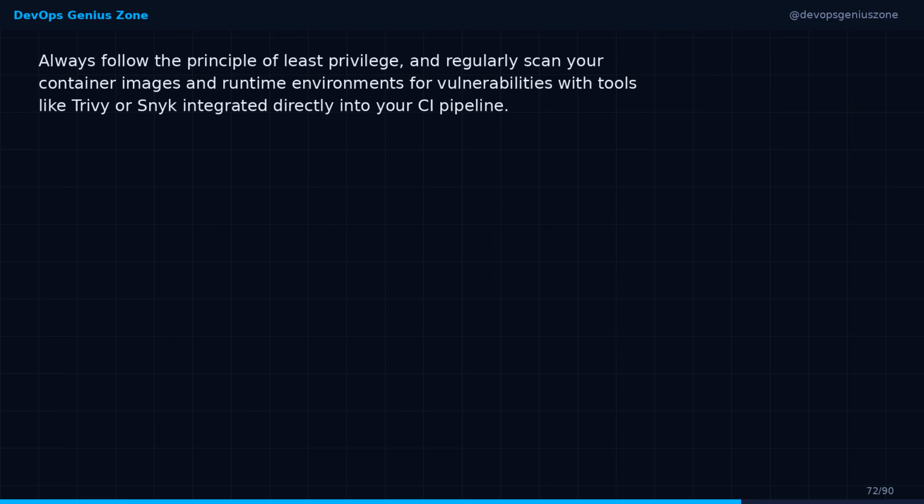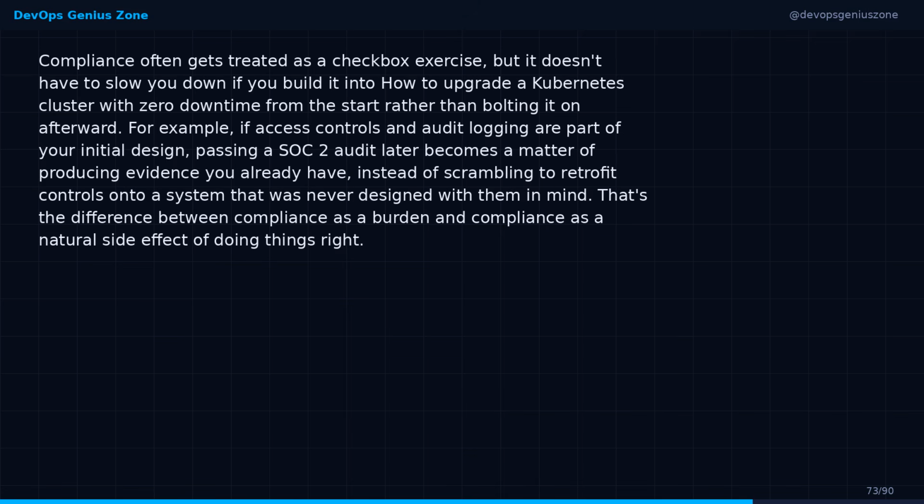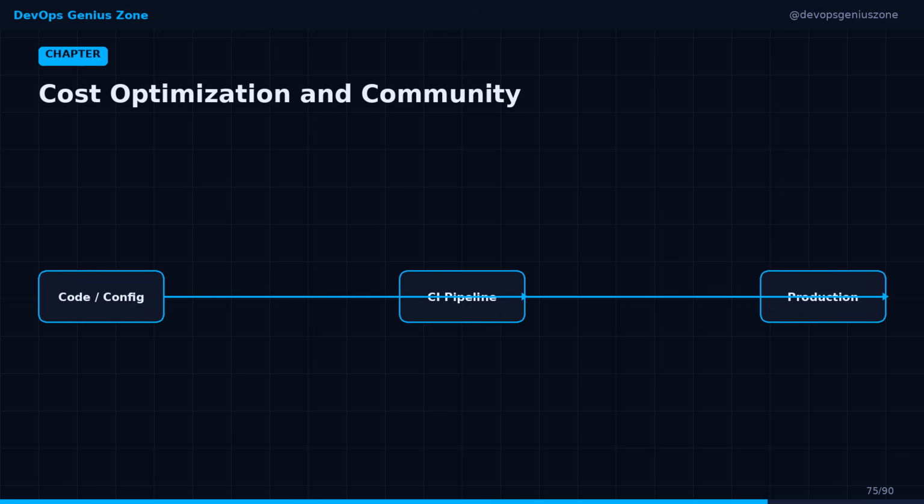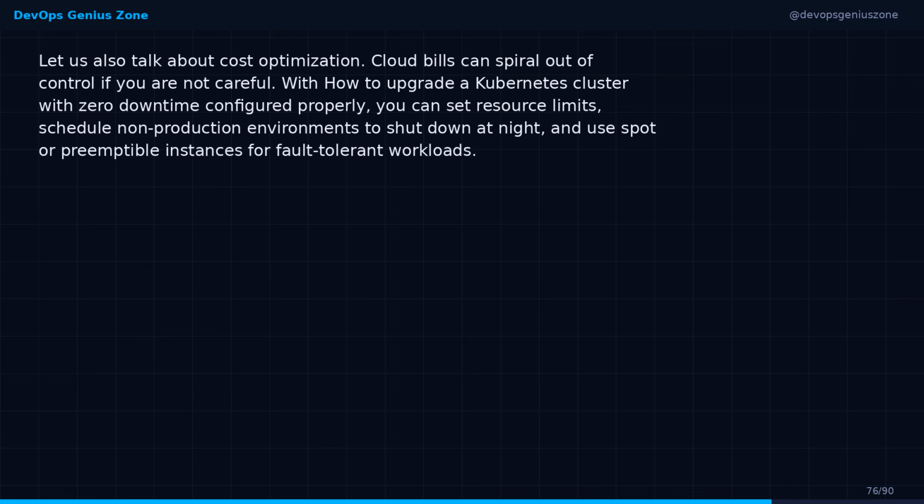Compliance often gets treated as a checkbox exercise, but it doesn't have to slow you down if you build it in from the start rather than bolting it on afterward. For example, if access controls and audit logging are part of your initial design, passing a SOC2 audit later becomes a matter of producing evidence you already have, instead of scrambling to retrofit controls onto a system that was never designed with them in mind. That's the difference between compliance as a burden and compliance as a natural side effect of doing things right.